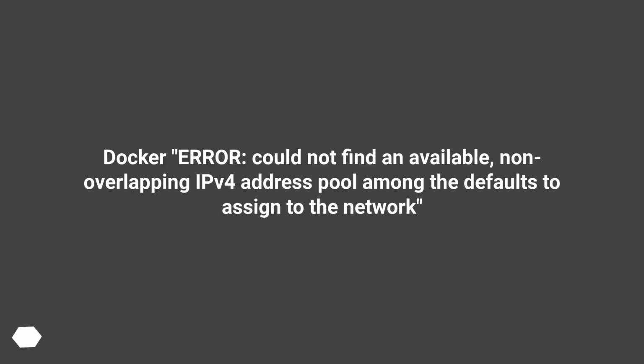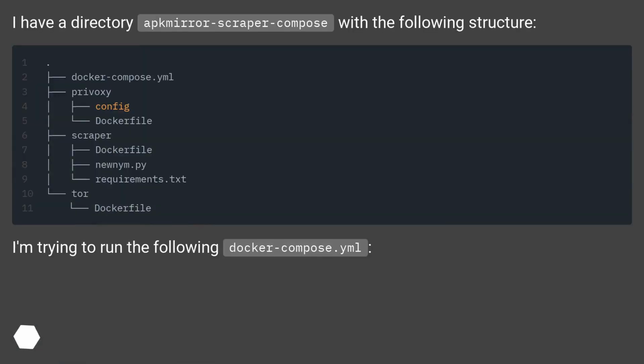Docker error: could not find an available, non-overlapping IPv4 address pool among the defaults to assign to the network. I have a directory, actmirror scraper, composed with the following structure. I'm trying to run the following docker-compose.yml.